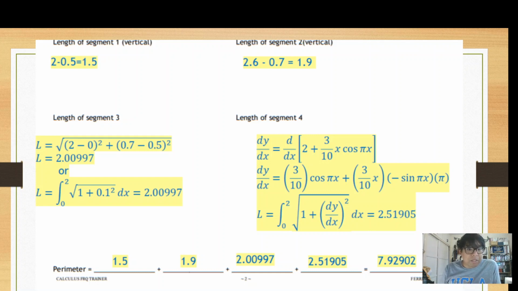What's nice about this problem is that it shows you the 3 different ways that you can find the length of a segment. Remember, the first way is if you have a vertical segment or a horizontal segment, you just subtract either the y coordinate or the x coordinate. If you have a straight diagonal line, you can just use the distance formula that you learned in Algebra 2. Anything else that is a curvy curve, you would use a calculus distance formula, which is what we did for segment 4.